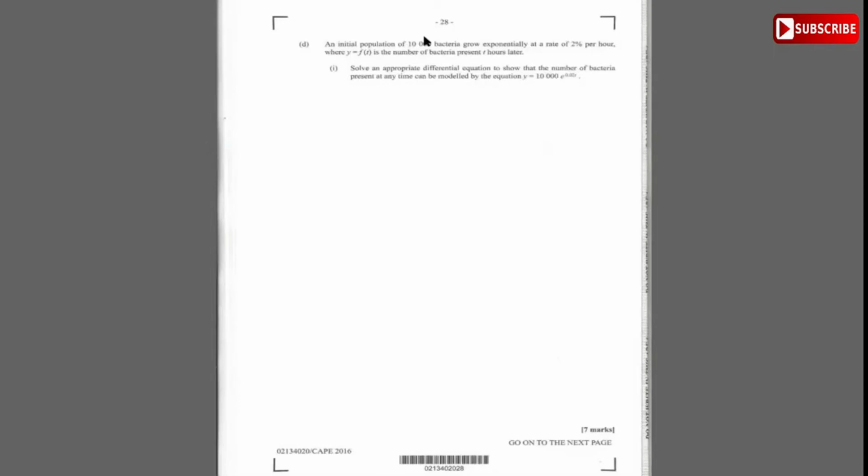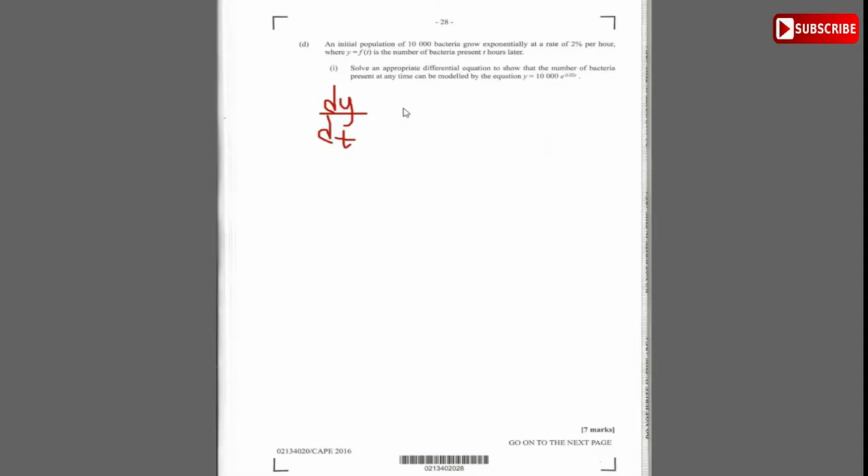Well, they told us that it's growing exponentially, so clearly it is e to the 0.02t. Initially, that's going to be 10,000. So this is nice and easy. All right, so let's say y is a function of t, the number of bacteria present after t hours. And so what we can do is call it dy by dt. Dy by dt will pretty much be the rate. Dy by dt is the rate of the bacteria, and it is increasing.